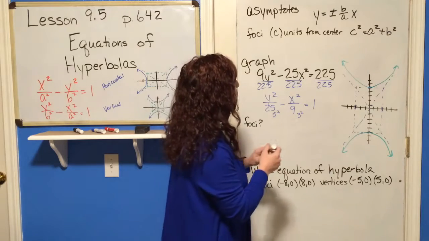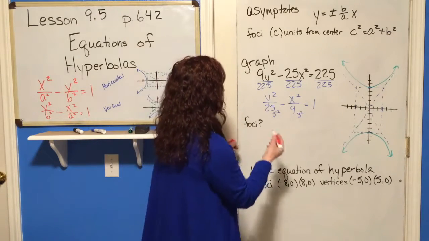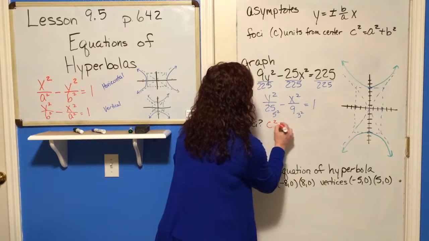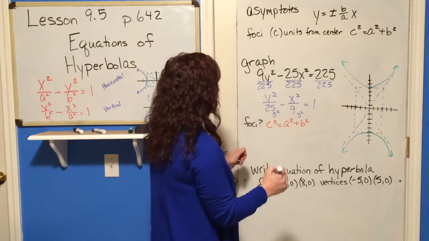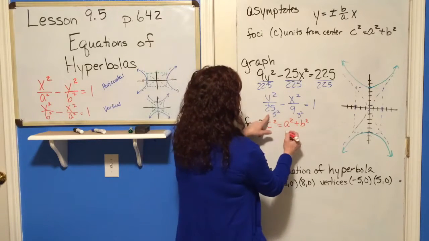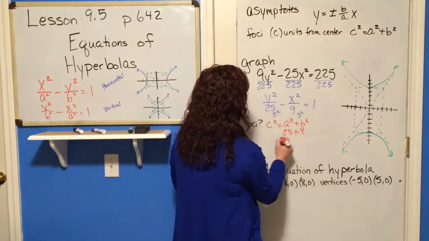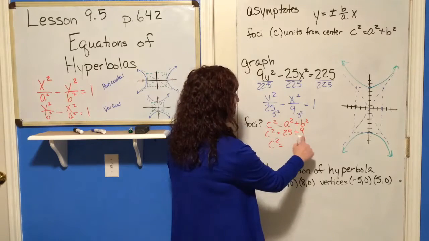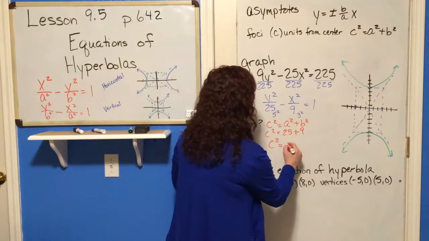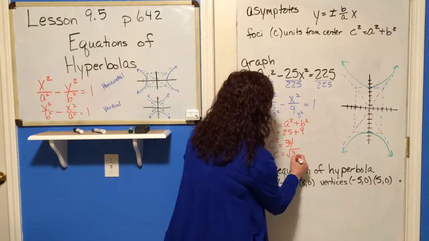Now, it's important to know where the foci come from, because we're going to need to know that on the next one. So the foci, remember, c squared equals a squared plus b squared. And we've got the a and the b. So we've got 5 squared is 25 and 3 squared is 9. So c squared equals 25 plus 9, which is 34. So the foci is the square root of 34.